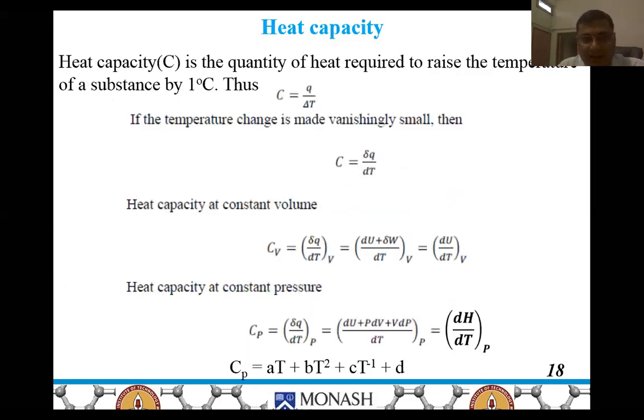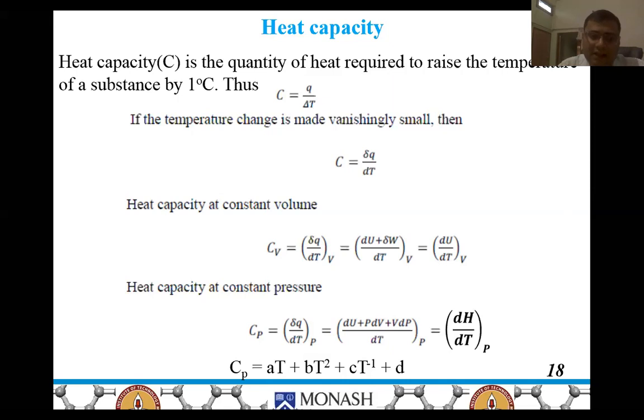Now heat capacity. Heat capacity C is the quantity of heat required to raise the temperature of a substance by 1 degree, and C is equal to Q upon delta T. If the temperature change is made vanishingly small, then C is equal to delta Q upon dT. The heat capacity at constant volume, CV, is equal to delta Q upon dT at constant volume. So Q can be represented as U plus W, so dU plus delta W upon dT. At constant volume, delta W will be equal to 0. So CV can be represented as dU upon dT at constant volume.